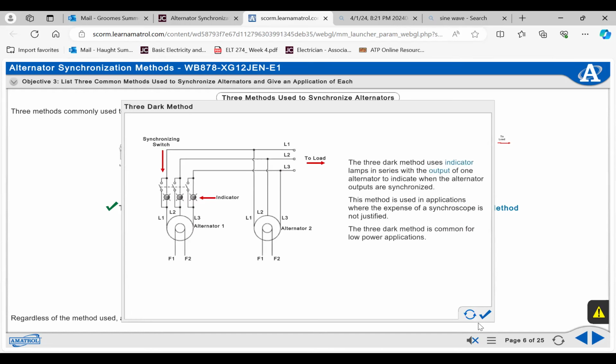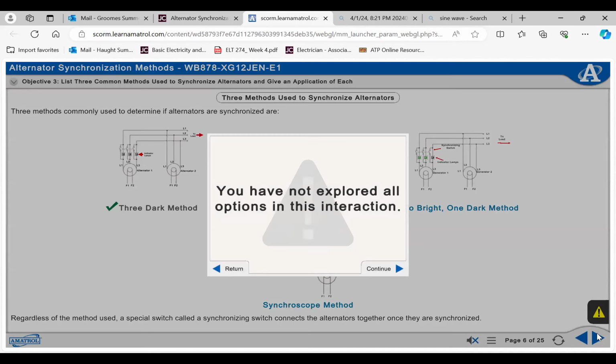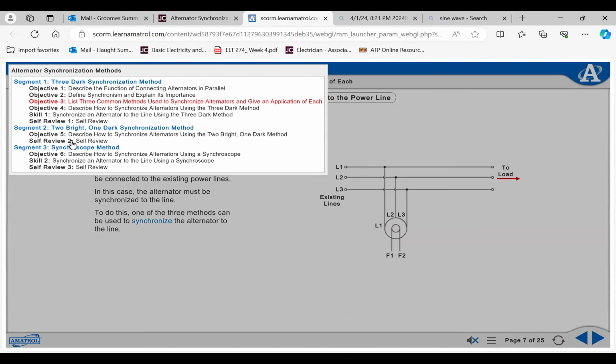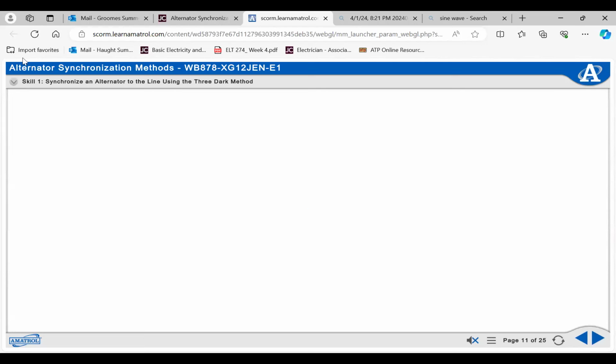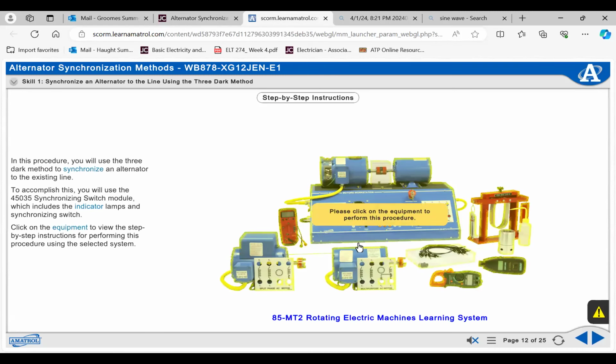So definitely take a look at this, and as you're going through it, at the end it's going to pull up a little simulation. Whenever you go through the Amatrol modules, I don't know if you've noticed, but they all have this skill. So I clicked on skill 1 here. Hopefully it loads. Sometimes you have to click on the equipment and it'll pull up this manual.